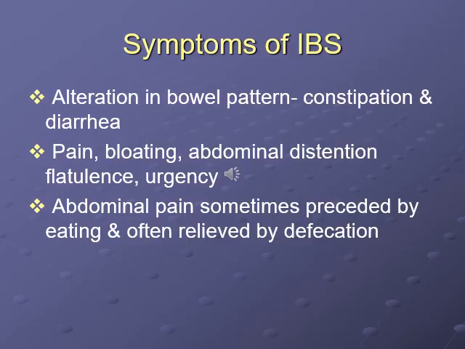Symptoms of irritable bowel are as follows. You can see the alteration in bowel pattern that we just talked about. That's the primary symptom, where they'll have more urgency with diarrhea and then also have periods of constipation. A lot of bloating and abdominal distension or gas and flatulence. Again, the pain is typically more intermittent and colicky. And then sometimes the abdominal pain is preceded by eating and often relieved by defecation.